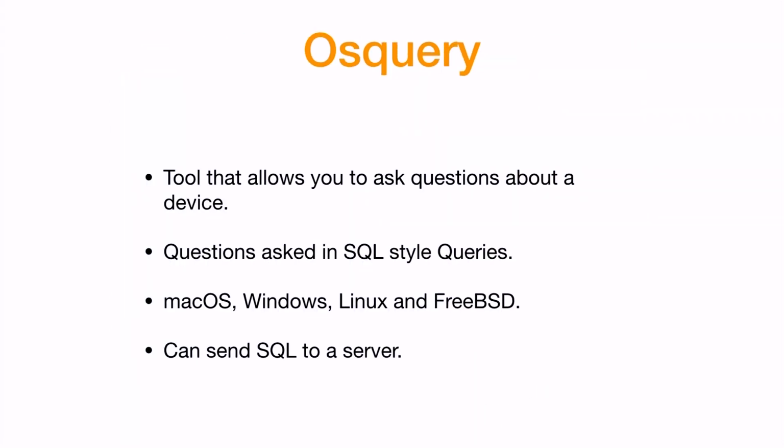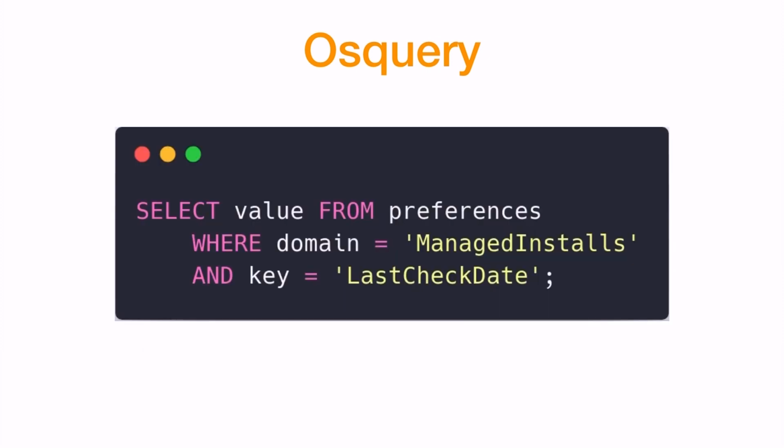osquery is a tool that runs on the box that allows you to ask questions about the device. And you do it in SQL style queries, and it runs on a whole bunch of different platforms. And then you can send those queries to a server. So if we have another server that has all this information, then all of our servers can talk to each other and they can share all of this data. And there's zero need for the device to actually talk to our proxy minion. We can gather it from other places. So in this case, we're going to run a simple query from the Monkey preferences: when was the last time it checked and ran?